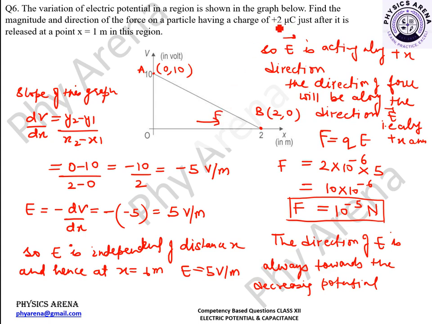If the charge would have been negative, then the direction would be towards the negative x-axis, because for the negative charge, the force is always opposite to the applied electric field. But for the positive charge, it is in the direction of the applied electric field. And that's the answer for this question.